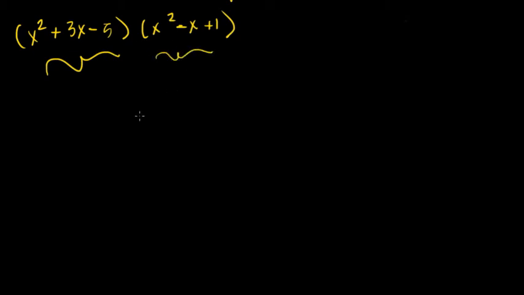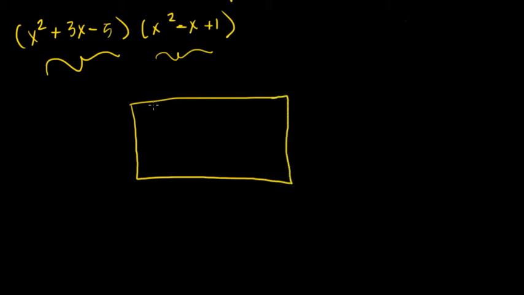Let's say we want to find the product here of x squared plus 3x minus 5 multiplied times x squared minus x plus 1. Okay? Well, this is 3 terms here, 3 terms here, and 3 terms here. So this is a trinomial times a trinomial. So I'll have a 3 by 3 rectangular shaped box here. So I need 1, 2, 3, and then 1, 2, 3.